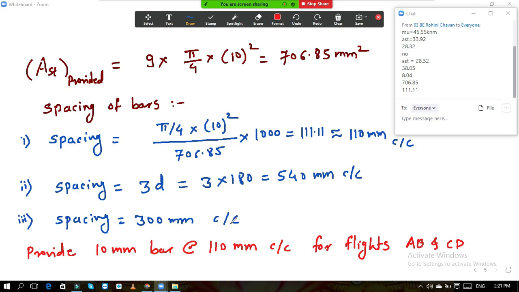So similarly we will do it for flight BC now.